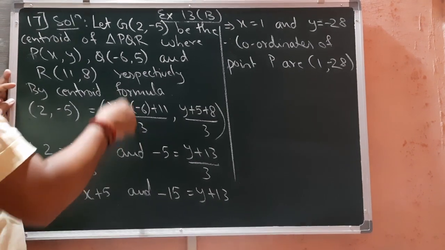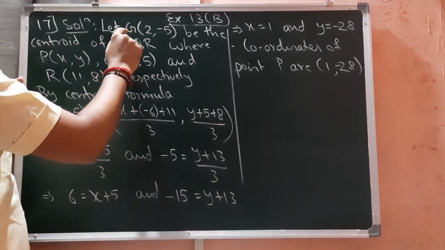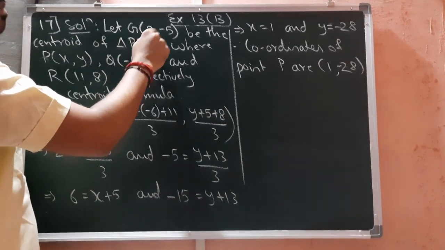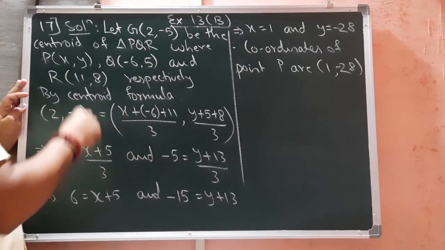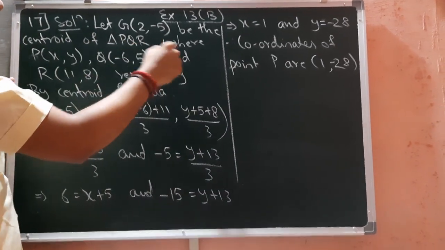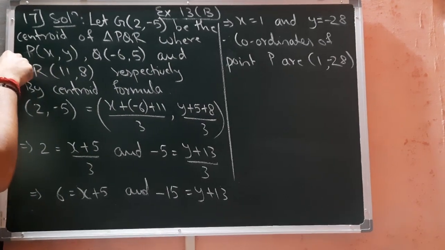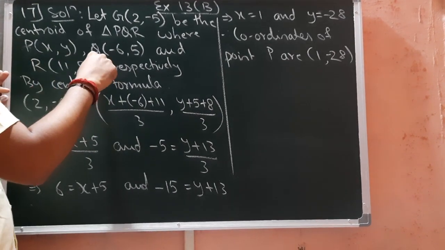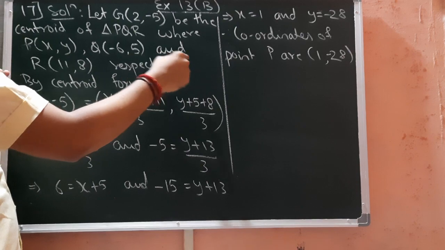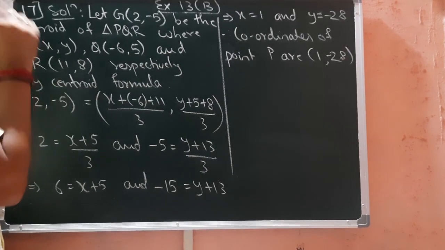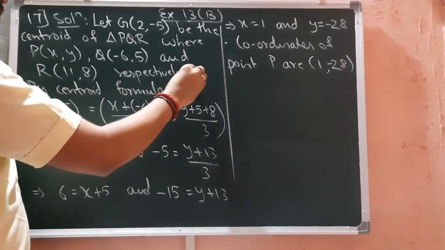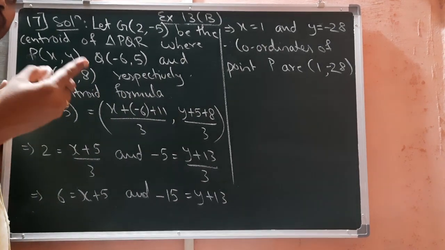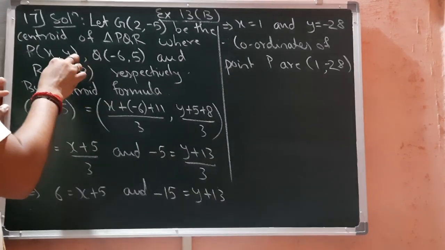Question number 17. Let G (2, -5) be the centroid of the triangle PQR, where point P is (x, y), point Q is (-6, 5), and point R is (11, 8) respectively. Then they are asking for the coordinates of the point P.